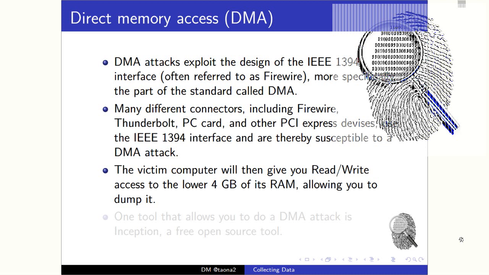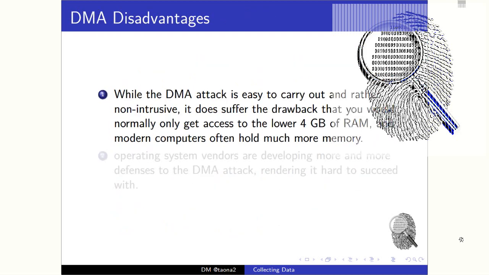But apparently, we can only read banks that are 4 gig, the lower 4 gigabytes of that RAM. We should not be able to read much, and that's one disadvantage that we have when we're using DMA. It is that you can only view certain banks of memory, and you cannot view the others. So one of the tools that can actually be used for a DMA attack is Inception, and it's apparently open source. You can look at that as well.